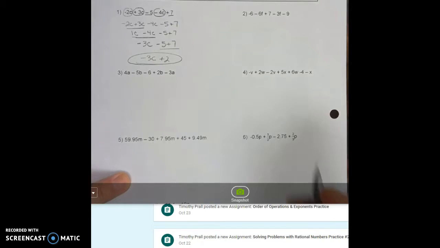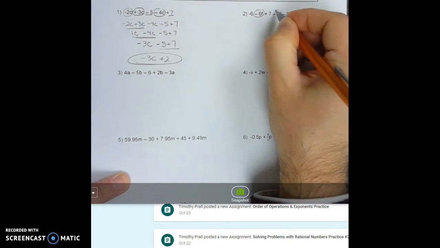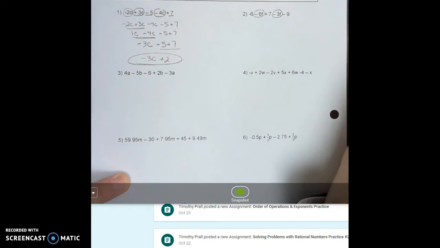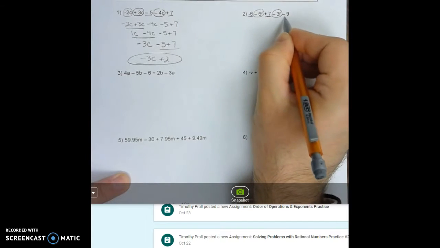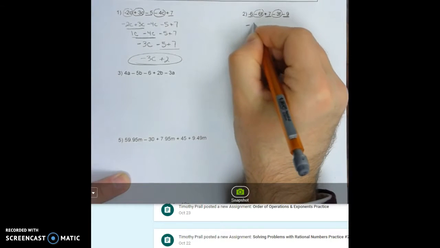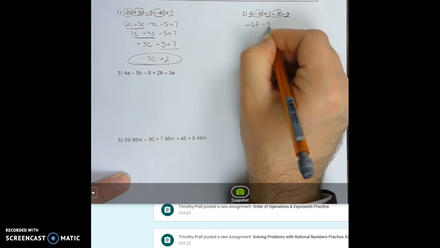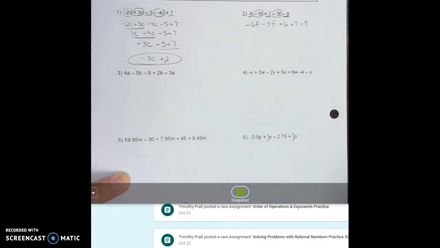In example 2, I'm going to circle my variable terms, negative 6f minus 3f, or negative 3f. I'm going to underline my constants, negative 6, positive 7, and the negative 9. And now I'm going to rearrange it. Variables first, negative 6f minus 3f minus 6 plus 7 minus 9.